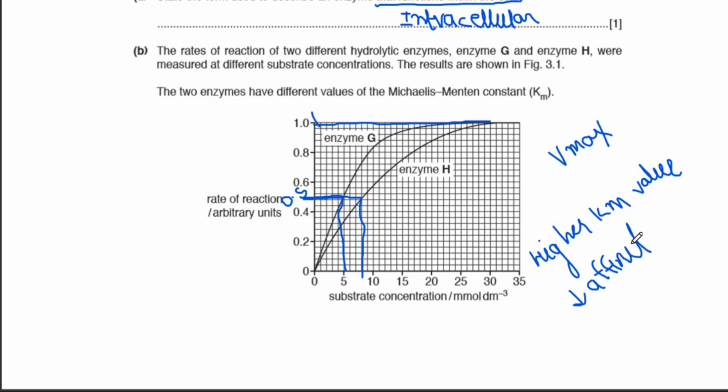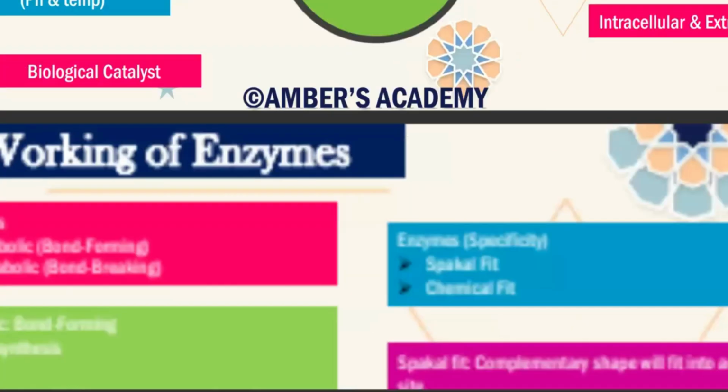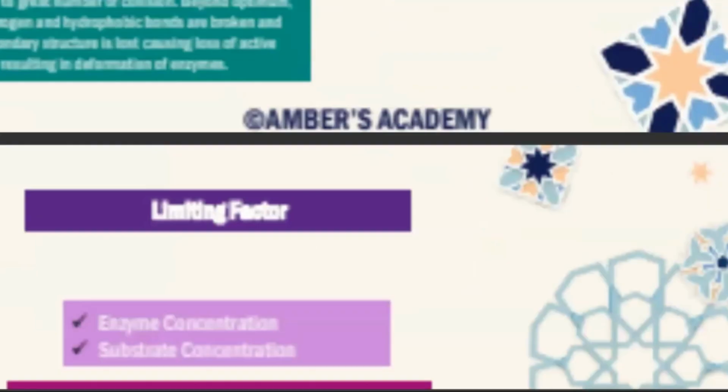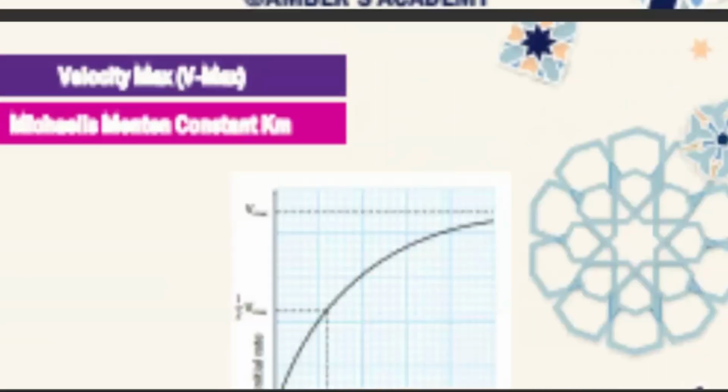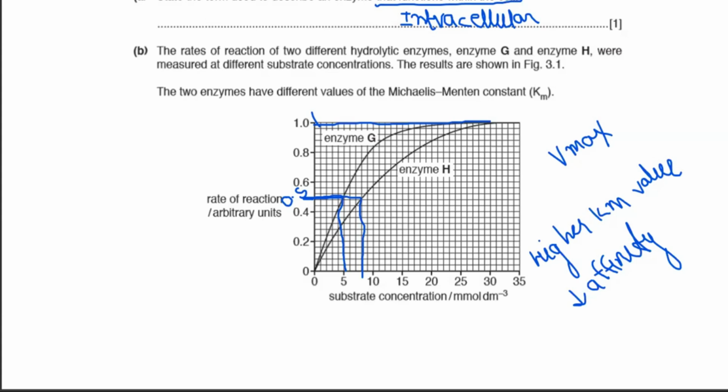You can also find it in my slides. Let me show it again over here as well. Yeah, it's written over here. It's basically written how you find out the Michaelis-Menten constant from Km. It says that the higher the Km value, the lower will be the affinity of enzyme and substrate, and vice versa is the situation. So this is exactly how you are going to attempt this question. And this is also one of the most favorite questions of Cambridge. So be mindful when you're doing this.